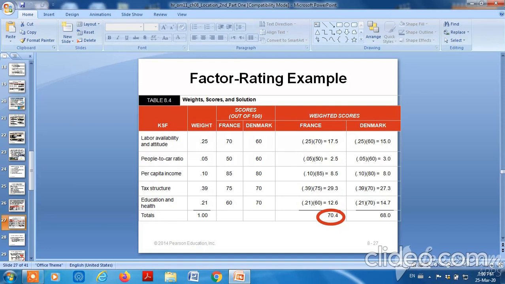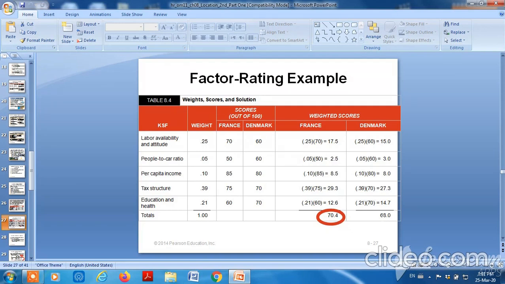So, for France, for example, we'll multiply 0.25 by the 70. For Denmark, we will multiply 0.25 by the 60, and so on. For people-to-car ratio, for France, we will multiply the weight 0.05 by the score for France 50. For Denmark, we will multiply the weight for this factor 0.05 by the 60 for Denmark. And at the end, we will get the weighted score for France. It will be 70.4. And the weighted score for Denmark, it will be 68, just 68.